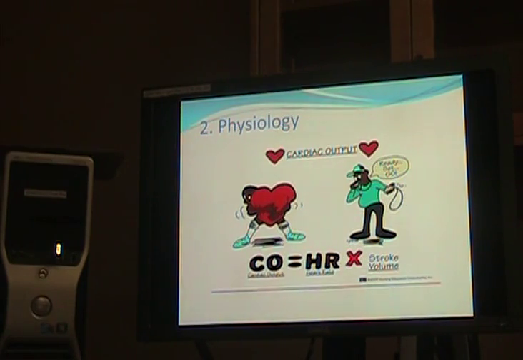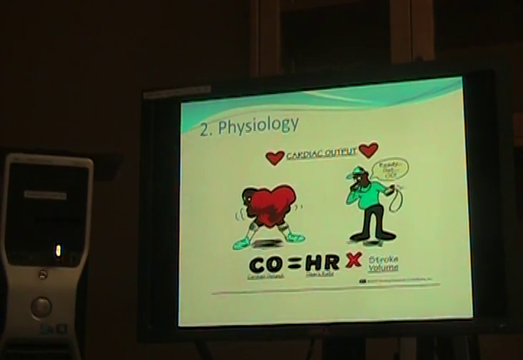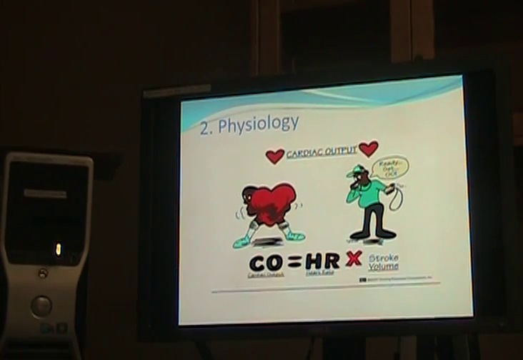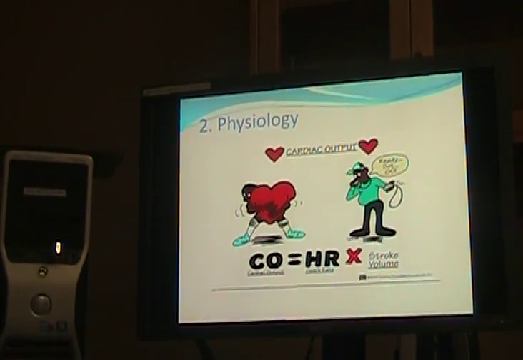One of them is this formula here: cardiac output equals heart rate times stroke volume. This is important because there are two ways for a heart to maintain or increase its cardiac output: by increasing heart rate or by increasing stroke volume. Because we typically cannot acutely increase our stroke volume, the heart typically compensates by tachycardia to increase its cardiac output.